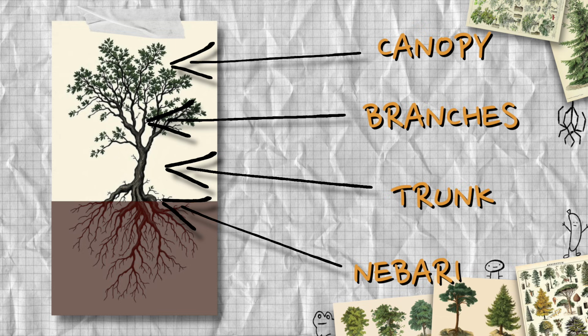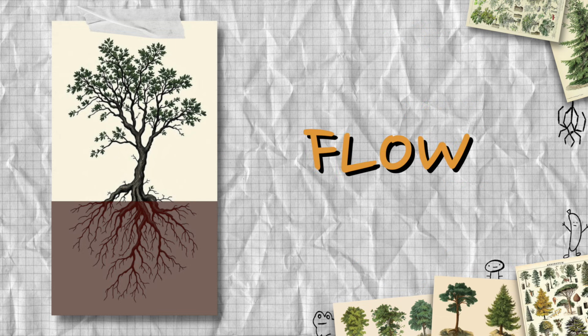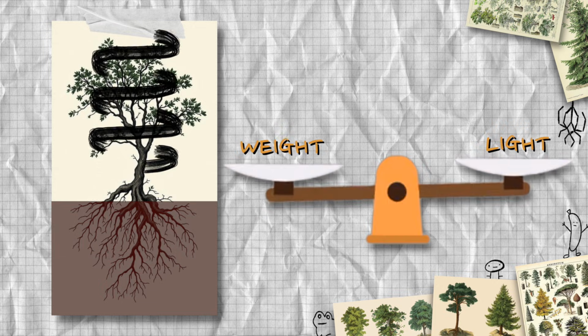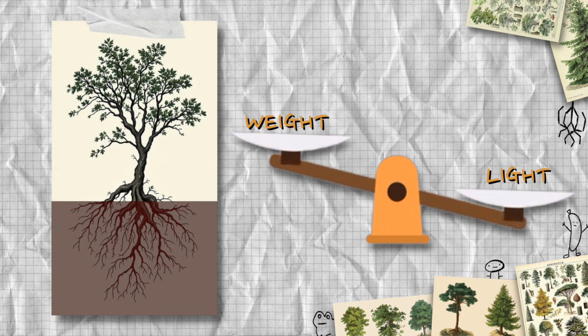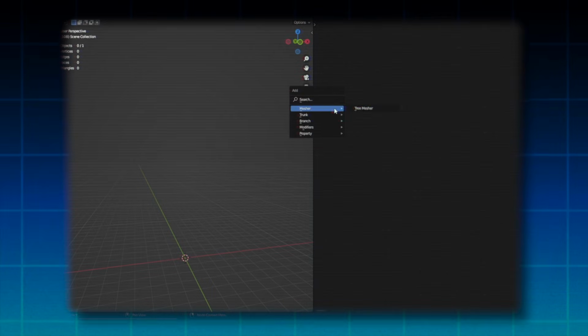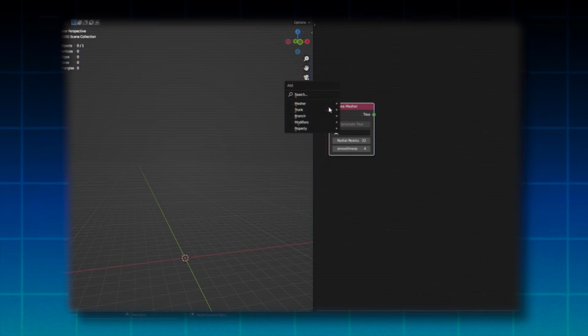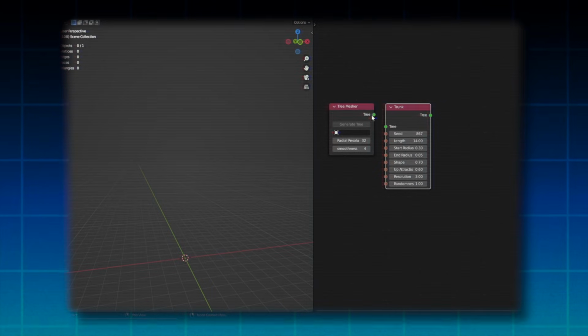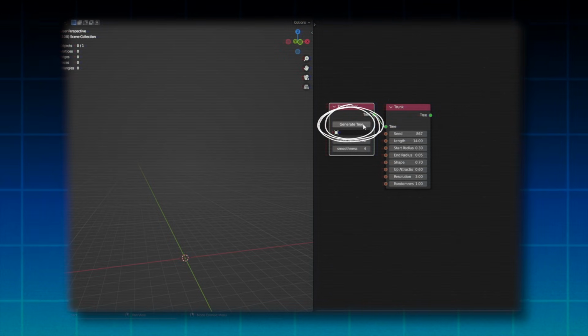One thing to always keep in mind is the flow of the tree, as branches often grow in patterns, spiraling and alternating in a way to balance weight and light. Armed with all that knowledge, it's time to jump into Blender. Firstly, we need to create a tree mesher node and attach a trunk node to it. Then we can click generate to get the start of our tree.